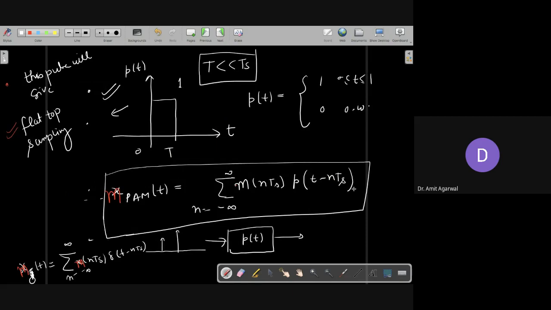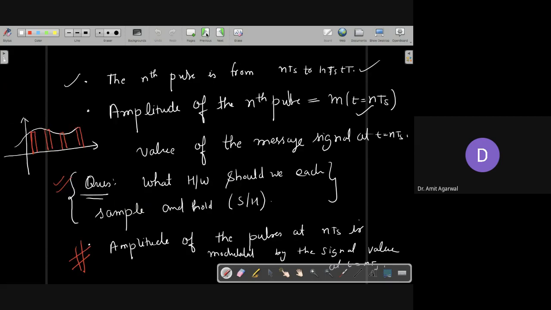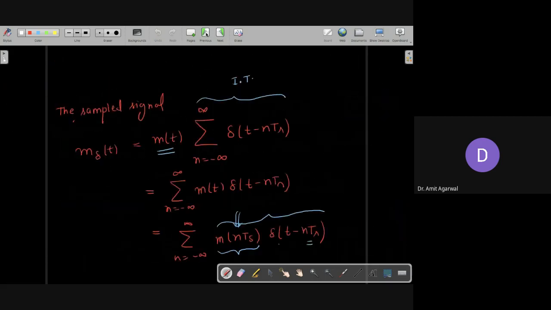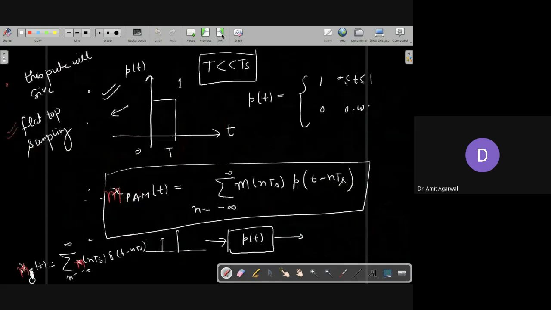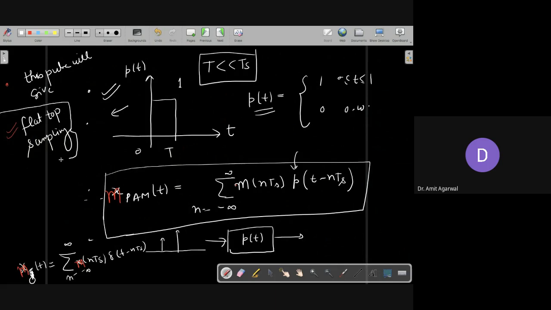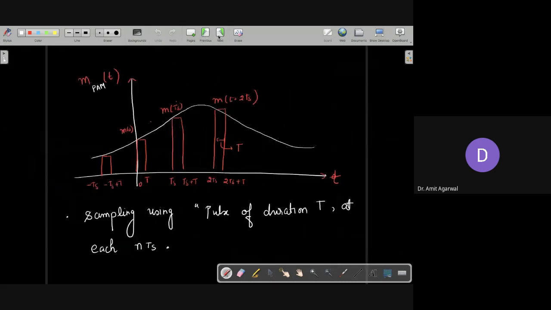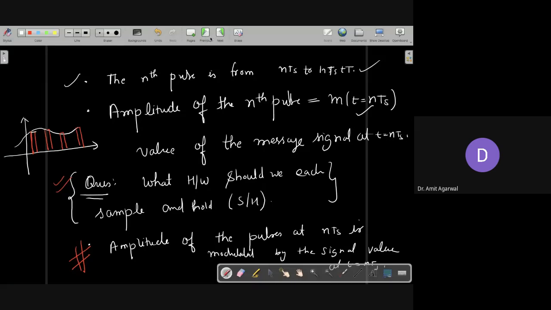m(nTs) p(t − nTs). You just replace your delta with p(t) mathematically, because your pulse is not an ideal impulse, but a practical rectangular pulse. And we also call it flat top sampling. That was the ideal sampling. This is flat top sampling because you see that the top of your samples are flat. That is why it is called flat top sampling.